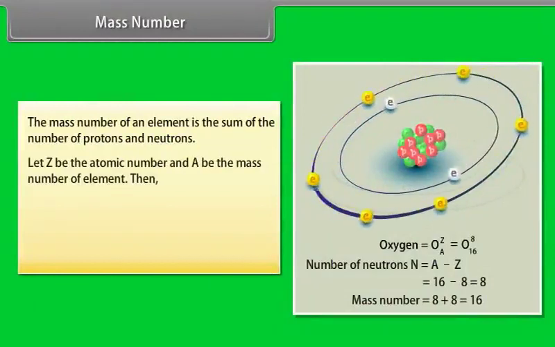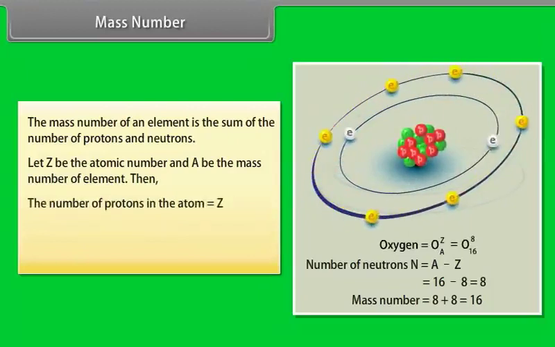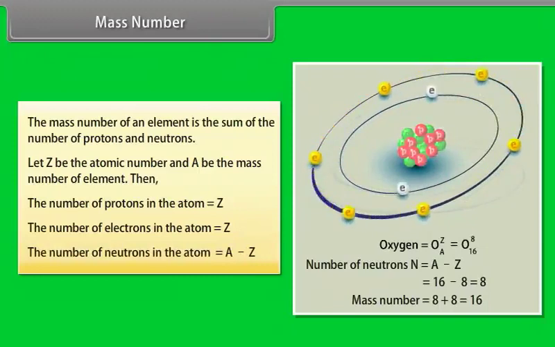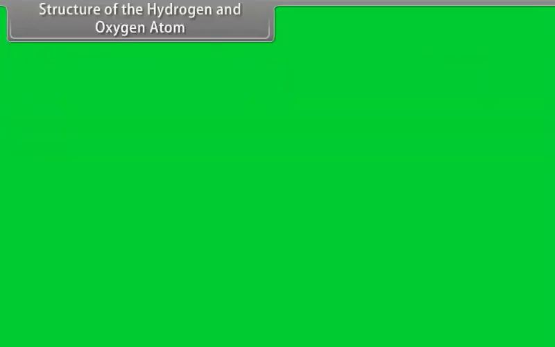Let Z be the atomic number and A be the mass number of an element. Then the number of protons in the atom is equal to Z. The number of electrons in the atom is equal to Z. The number of neutrons in the atom is equal to A minus Z. Structure of the hydrogen and oxygen atom.